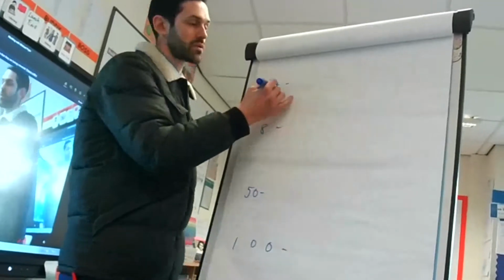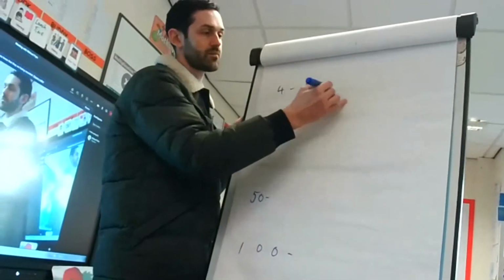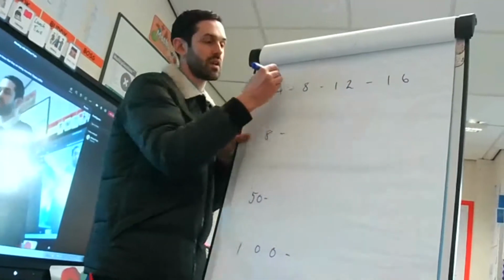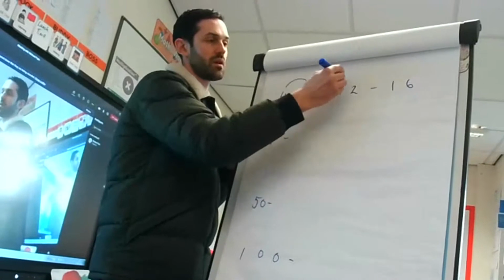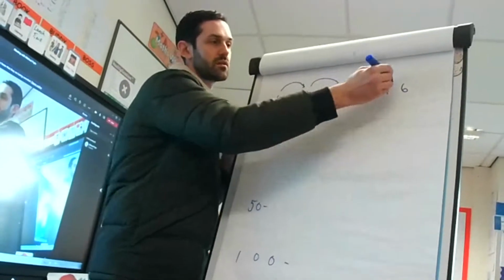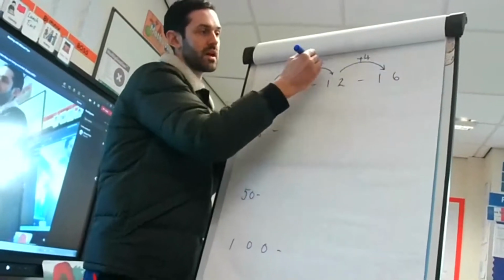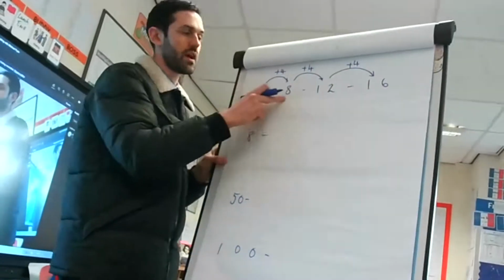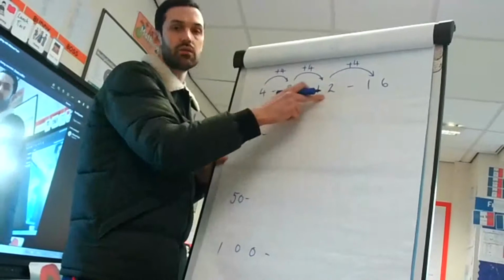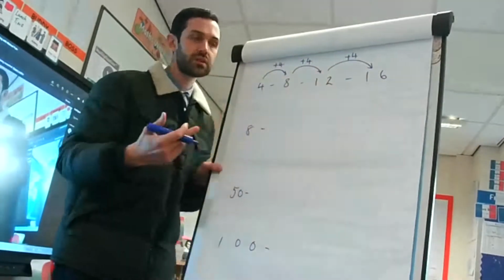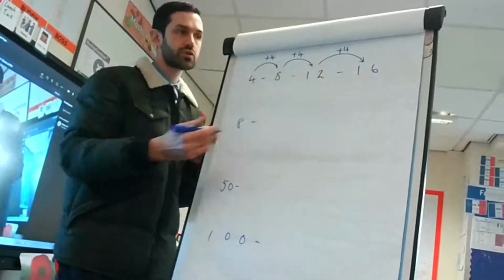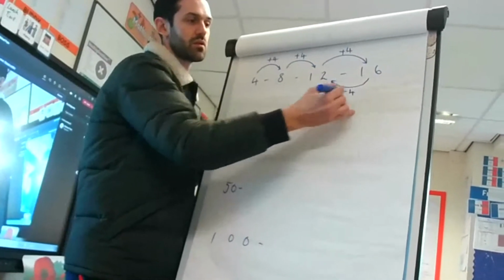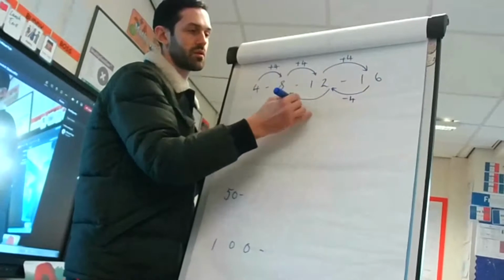Okay, so let's count on in our 4's. 4, next number will be 8, next number 12, next number 16. And how have I done that? Well, each time, have a look at the pattern that we've created. All we've done each time is add 4. Okay, 4, add 4 is 8, add 4 is 12, add 4 is 16. Pretty straightforward. The trouble comes when some of these questions ask you to count backwards.